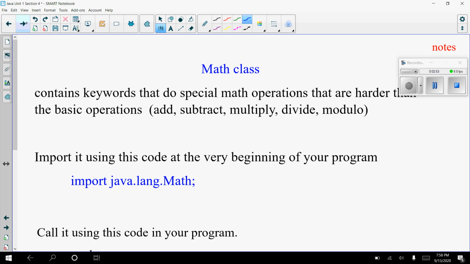All right, so the Math class. It's something you have to import at the beginning of the program. It contains keywords that do special math operations that are harder than just addition, subtraction, multiplication, division, stuff like that. So this is almost like an add-on, if you will. This is going to be important, so you import it at the beginning of your program.